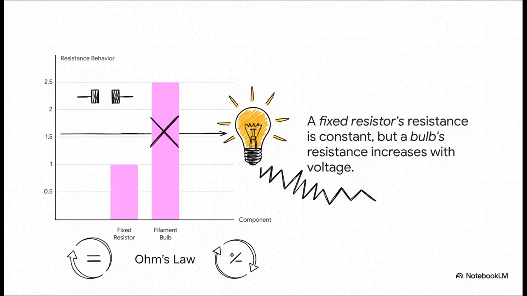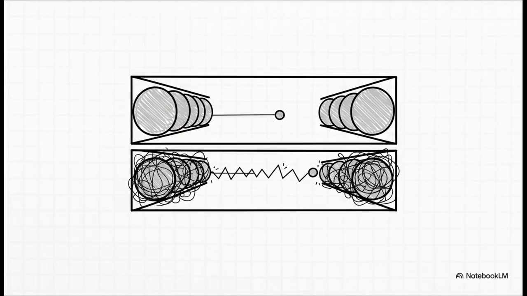Okay, remember Ohm's law, our golden rule? It said that resistance is supposed to be constant. And for a simple component like a fixed resistor, it is. We call that an ohmic conductor. But a lot of components, like that filament bulb we talked about, actually break the rule. As the voltage across the bulb goes up, its resistance doesn't stay the same. It actually increases. So why on earth does that happen?